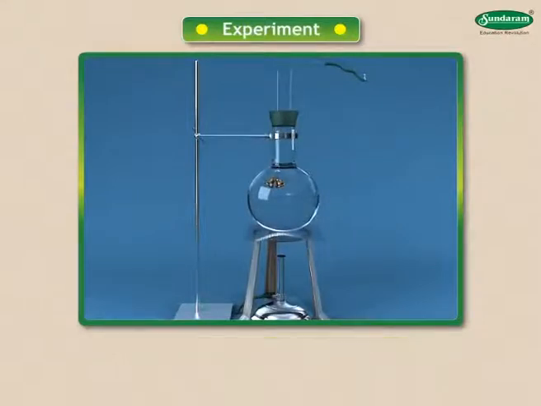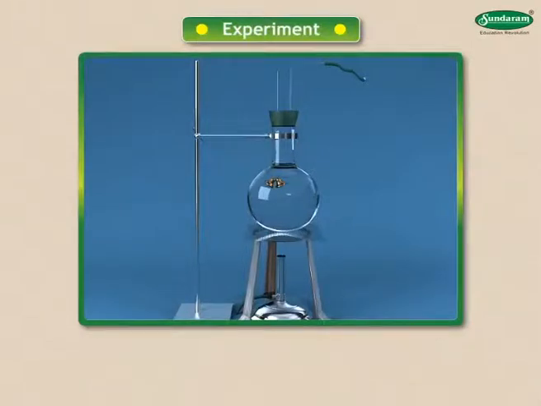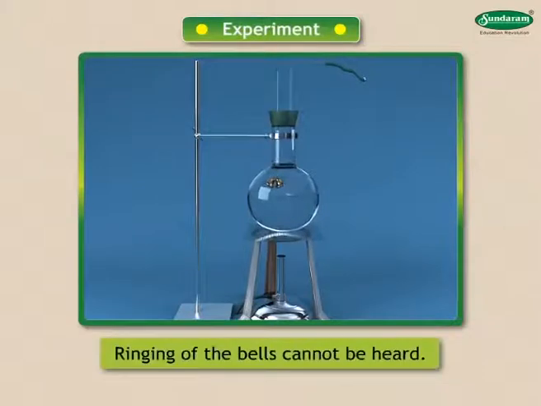Now, open the clamp and heat the flask till the water boils and steam comes out through the rubber tube. Stop heating the flask and clamp the rubber tube shut. Allow the flask to cool. You could pour cold water onto it to cool it quickly. The steam inside cools and condenses. Now shake the flask again. You cannot hear the ringing anymore.